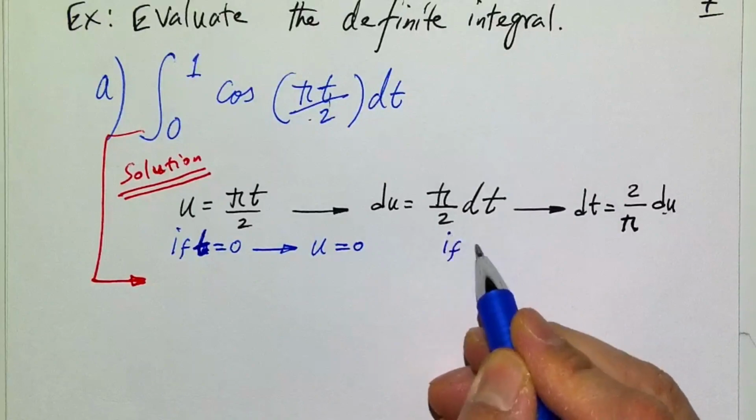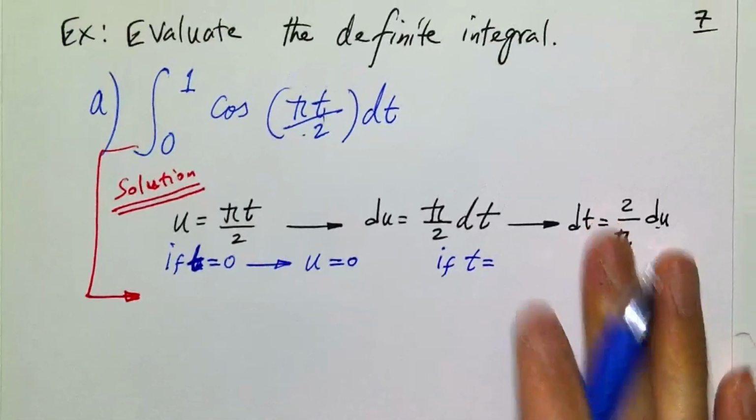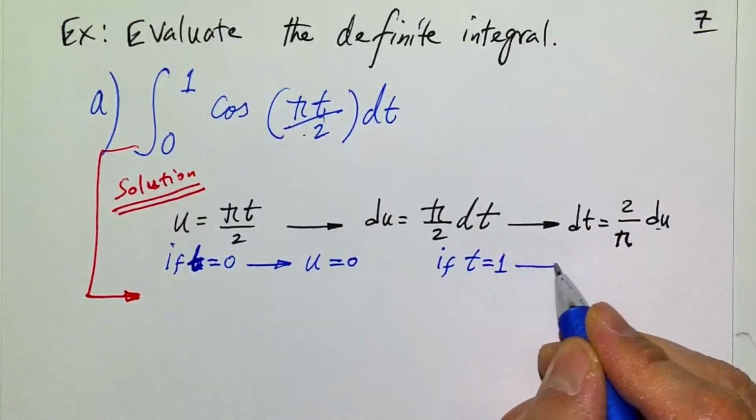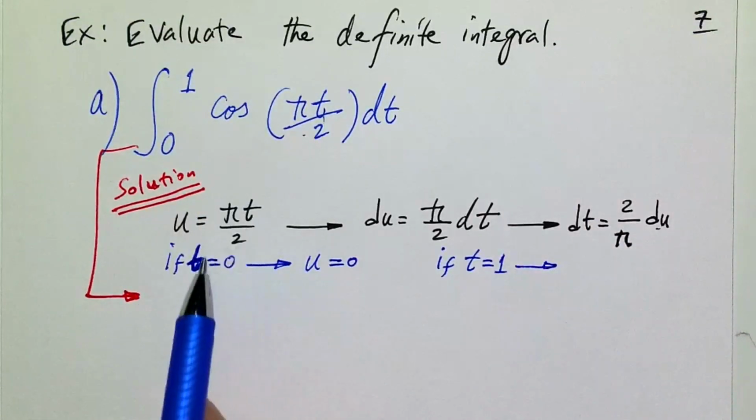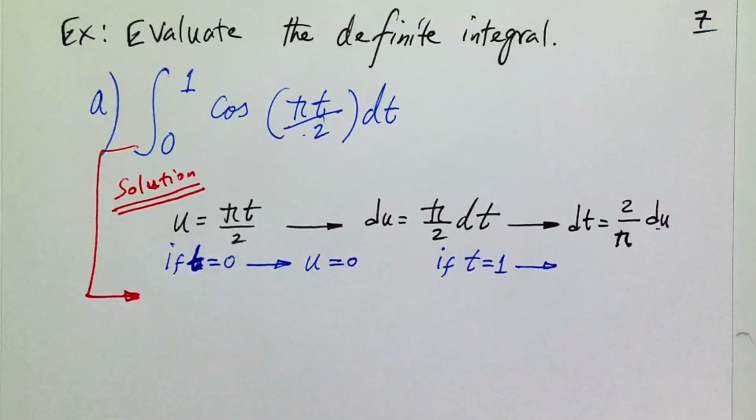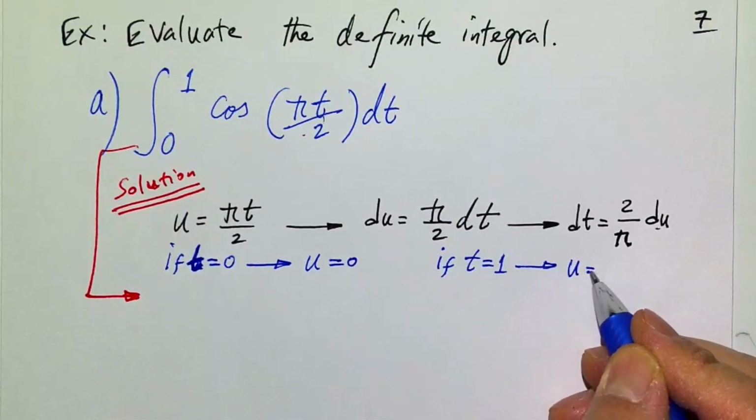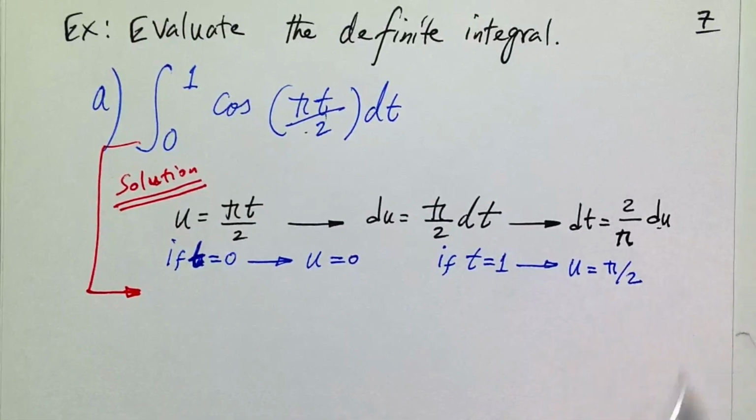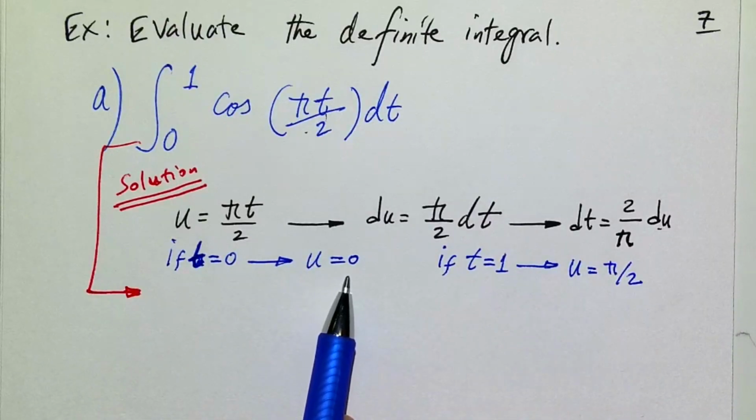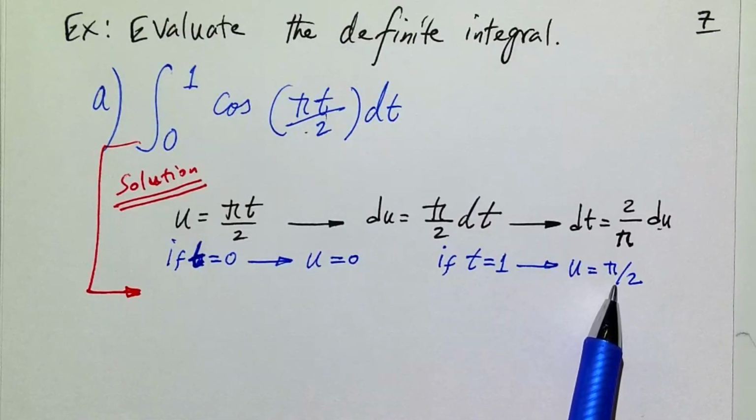Then if t is equal to 1, which is the upper limit of that integral, what would u be? Plug in 1 for t, what are you going to get? Pi over 2. So u would be pi over 2. So the lower limit of the integral, when we have du, is 0, and the upper limit is pi over 2.